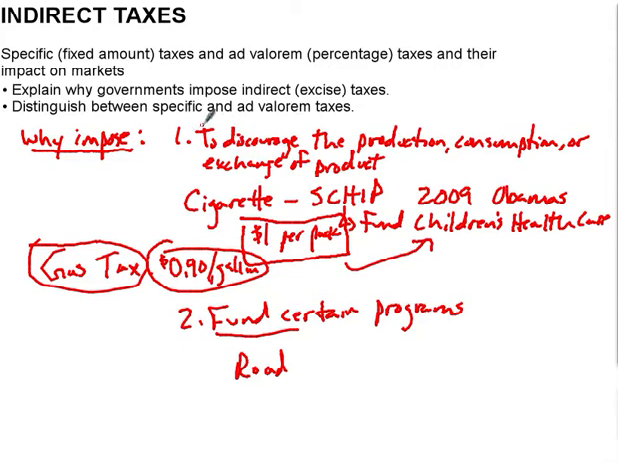So these are the two main reasons that governments would impose an excise tax or an indirect tax. Again, to discourage the production or consumption of a good. By raising the price, we're going to cause the quantity demanded to go down, which would be the goal, or to fund certain programs. All right, and so that's that bullet. All right, so let's go to the next one. Let me erase this, clear that.